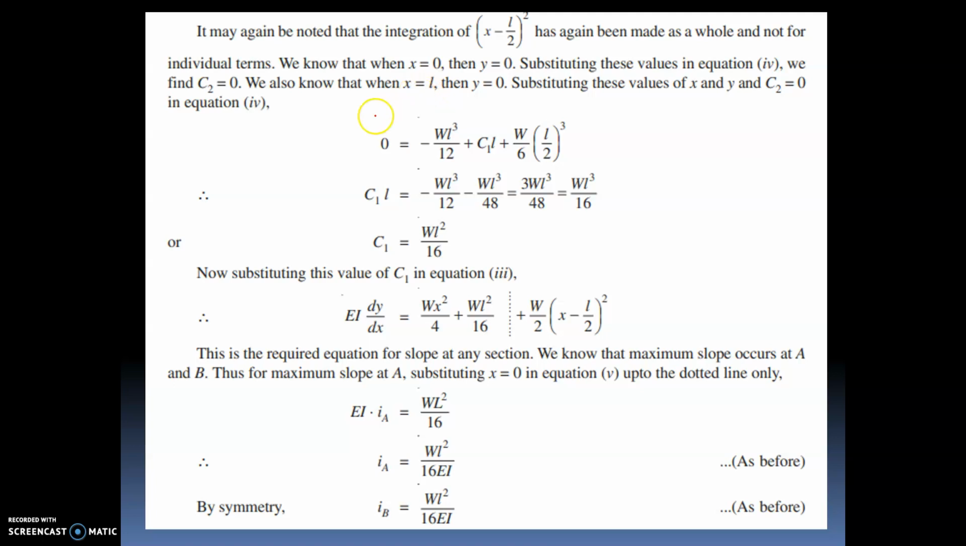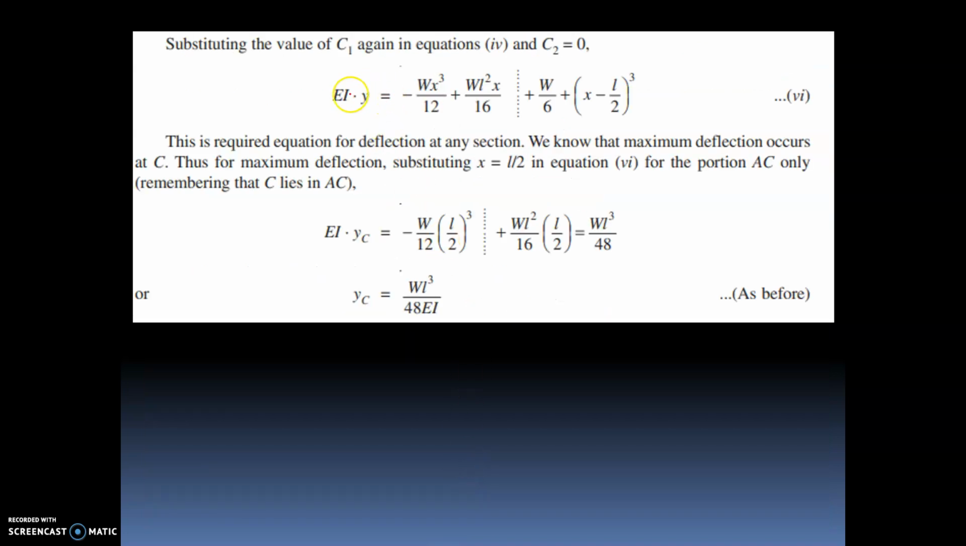Then x is equal to the full length at the other end B, and at that time also the support deflection is 0, so y is equal to 0. When you substitute in this equation, you get C1 is w L square by 16. So if you substitute this in equation 3, you get this equation. Simplify, and we will get theta A is equal to w L square by 16 EI and theta B is w L square by 16 EI. When you substitute in the deflection equation, you get y C is equal to w L cube by 48 EI. This is the standard equation for slope and deflection. I hope all of you understood. Thank you.